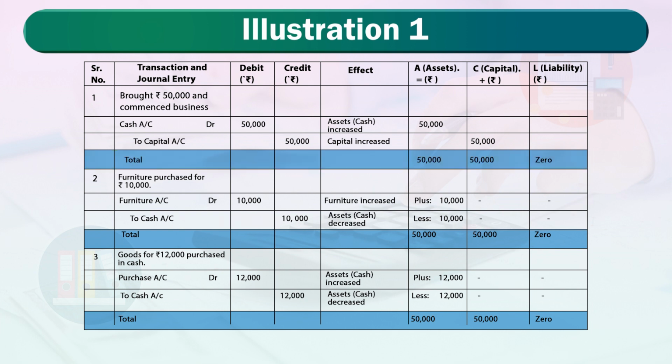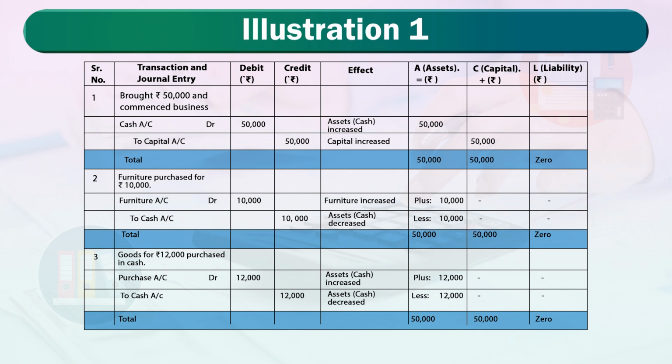The next transaction is furniture purchased for rupees 10,000. Here furniture is an asset. So, debit whatever comes in, furniture account gets debited and cash goes out. So, we are crediting cash account with the same amount of 10,000.